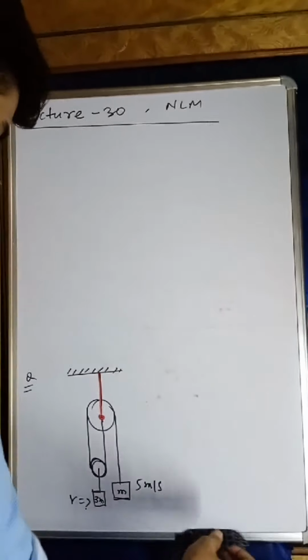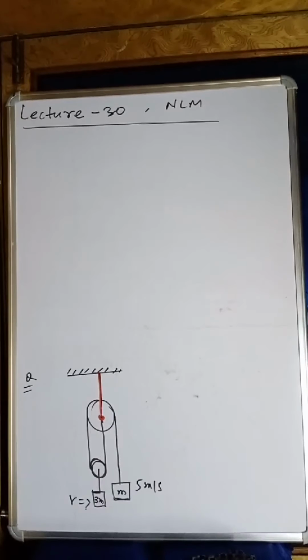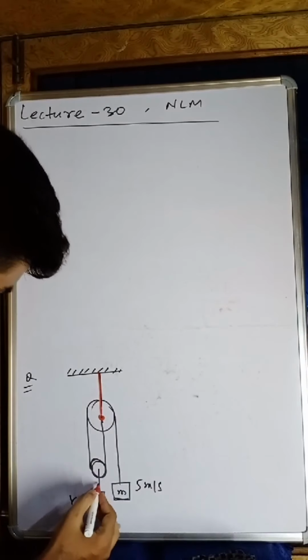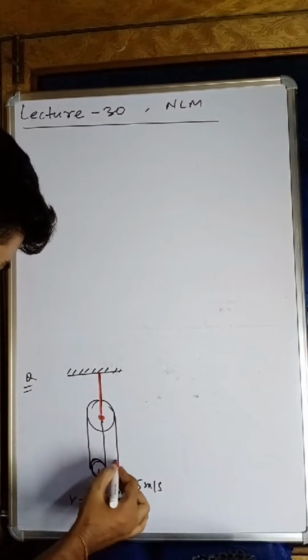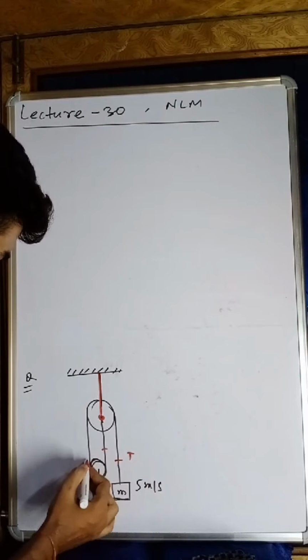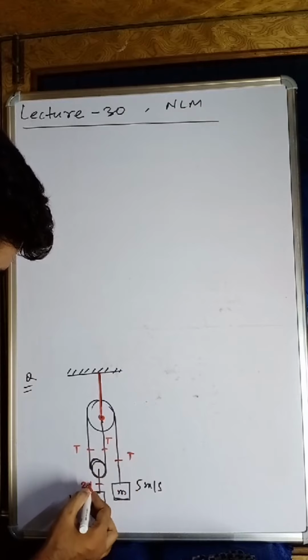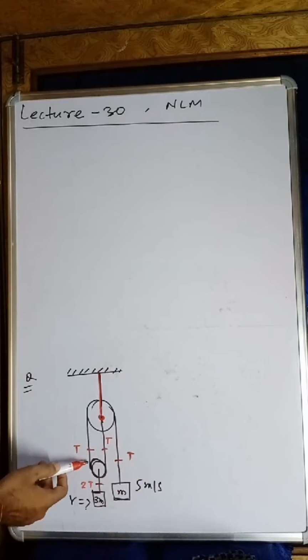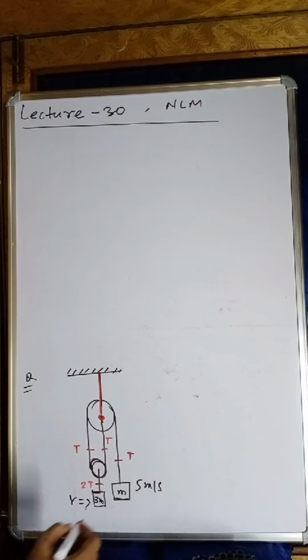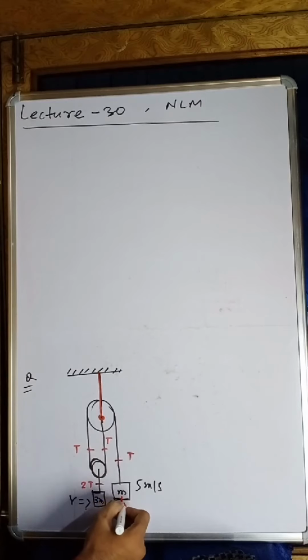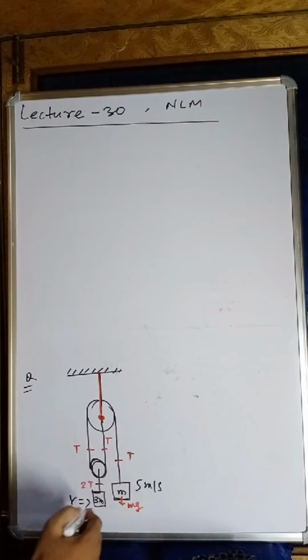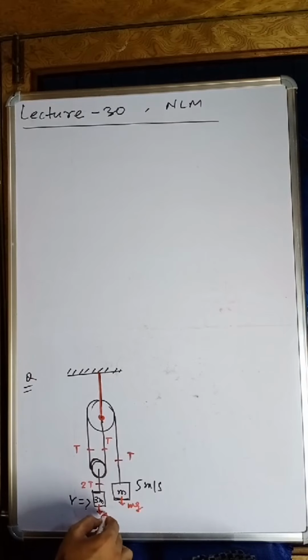Now let me solve, my dear students. What do we have to do? First we have to take the tension. Suppose it is T. What will happen? Here the T, here the T. But here it will be 2T. How? It is the tension T, T, and this will be 2T. Now we can write here the free body diagram as mg and this as 3mg.